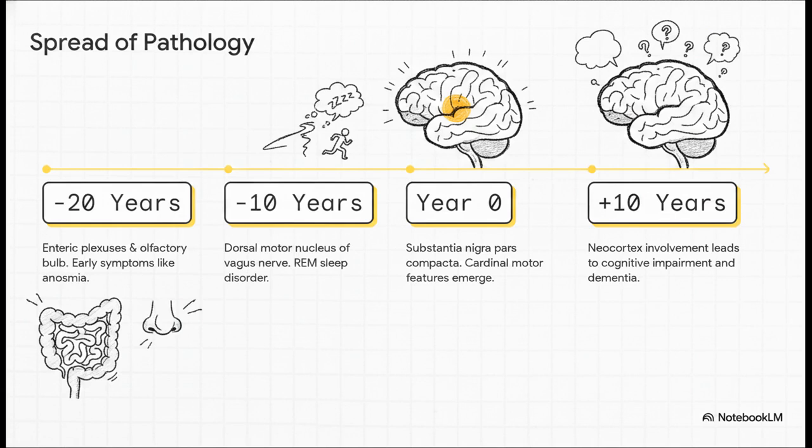By about 10 years prior, it travels up the vagus nerve to the dorsal motor nucleus, triggering things like REM sleep behavior disorder. And it's not until year 0 that the pathology finally hits the substantia nigra pars compacta, triggering those classic motor tremors we all recognize. It's a remarkably slow, sequential invasion.